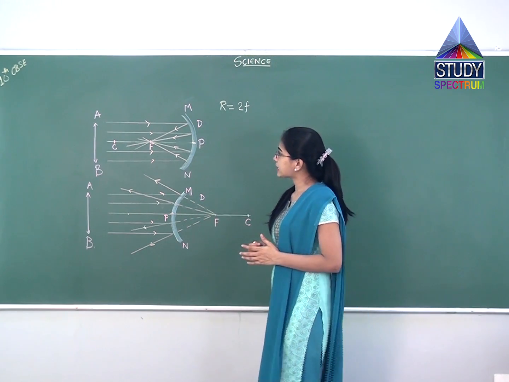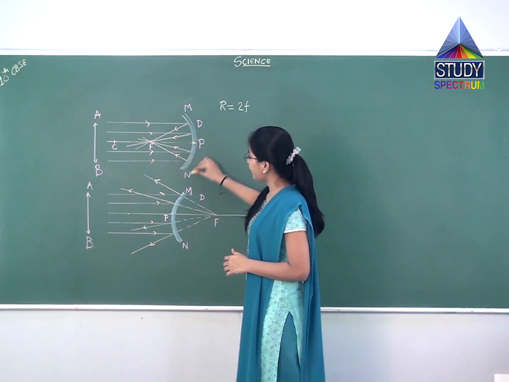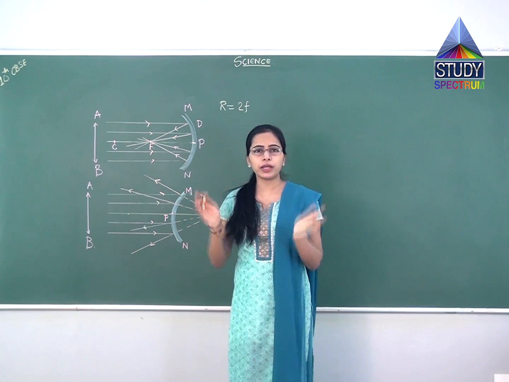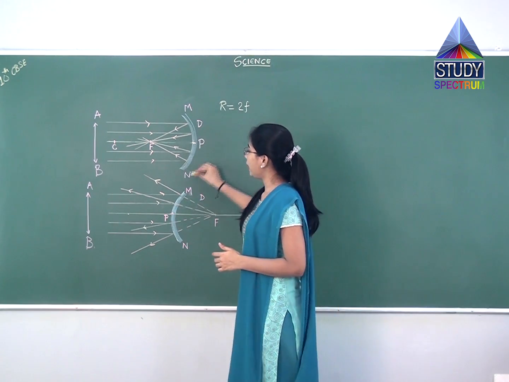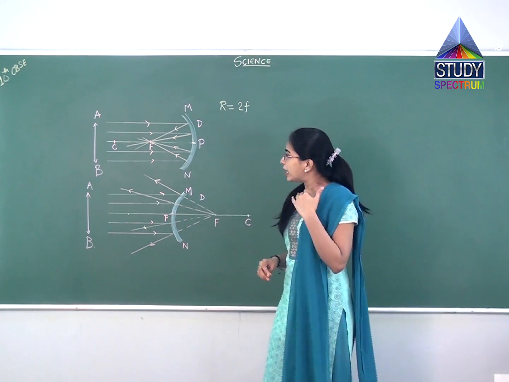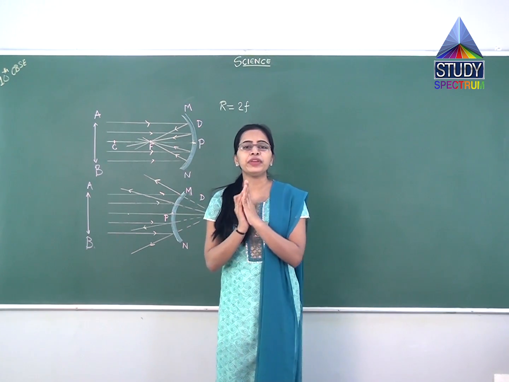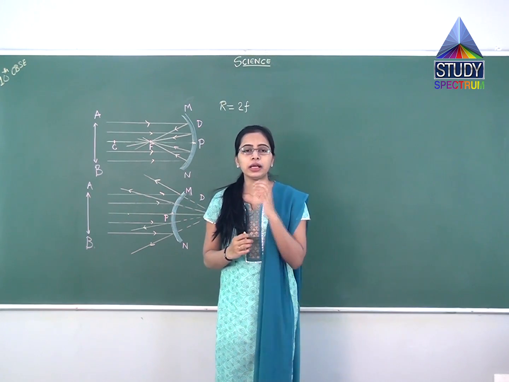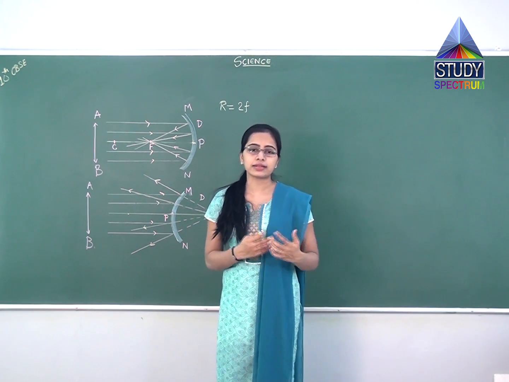In the next case, the portion MN is actually a small part of the sphere. So this portion MN is known as the aperture here. Now we will see how we can form images in different ways, having different cases here.